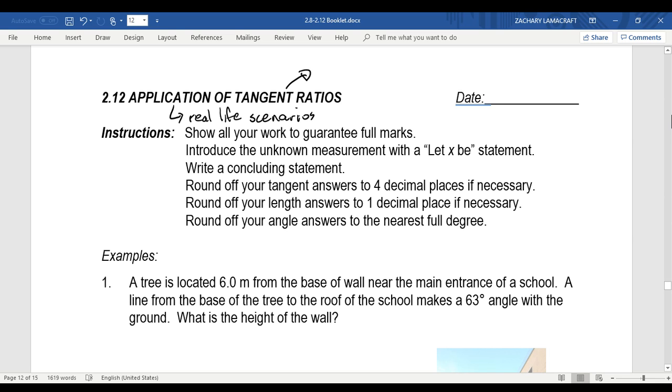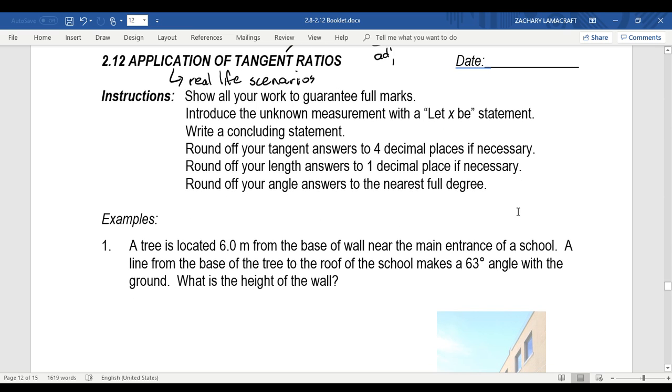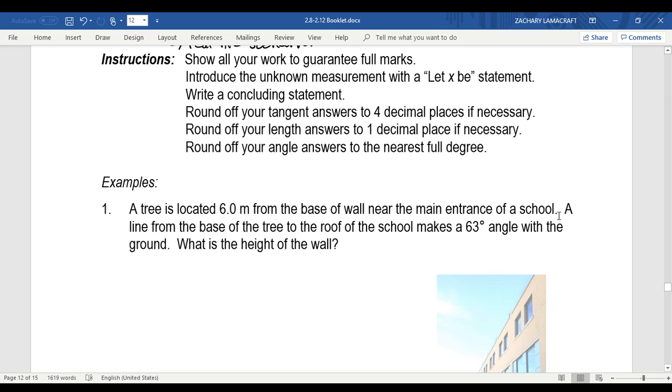So tangent ratio, what is it again? Tan x is equal to? I'm hammering this into your heads so that you never forget, because you will use it this year and you will use it again next year. So the easier you know it, the better it is. So once again, instructions are to show all your work to guarantee full marks. Introduce the unknown measurement with a let X be statement. Write a concluding statement. Round off your tangent answers.